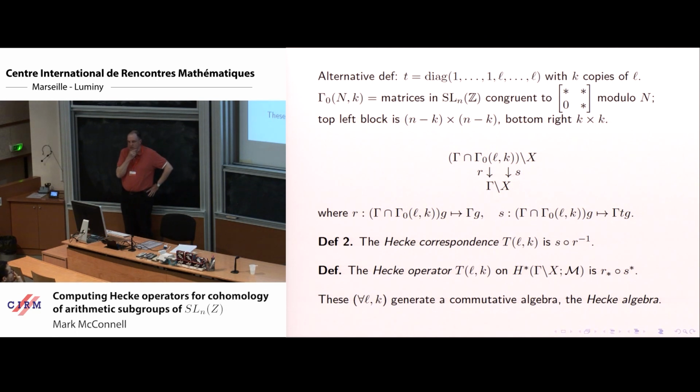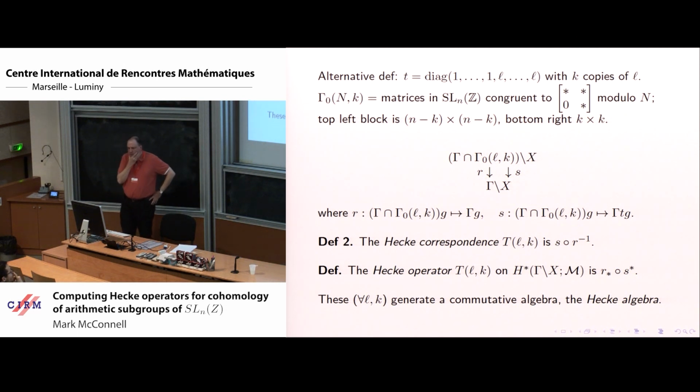For the purposes of computation and writing down clean formulas, people usually write it in another way, as follows. Let's fix, again, the prime L, and I'll be talking about the Hecke operator at L. Let T be the diagonal matrix with n minus k copies of 1 and k copies of L.